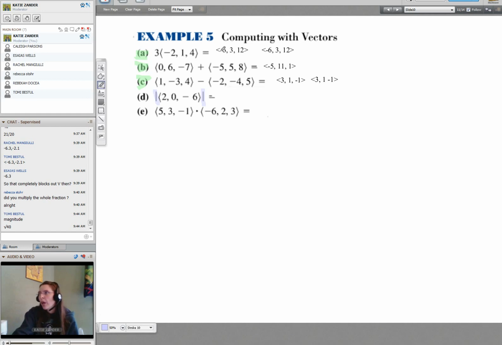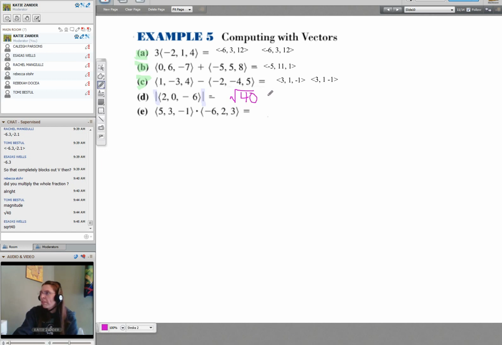Yeah, Tommy got square root of 40. If you want to simplify that, I believe that breaks down to something like 2 times the square root of 10. If you leave it as square root of 40, I would accept that, but we can simplify that radical if need be, because 4 times 10, square root of 4 is your 2 out front. All right, last thing is the dot product then. Can we find the dot product of the vectors in part E?